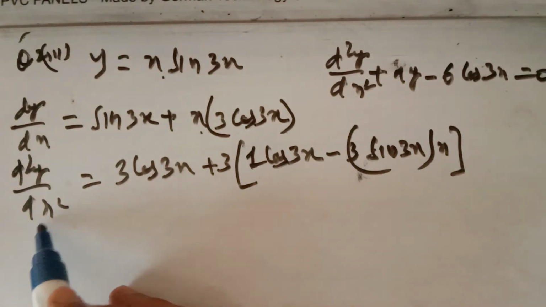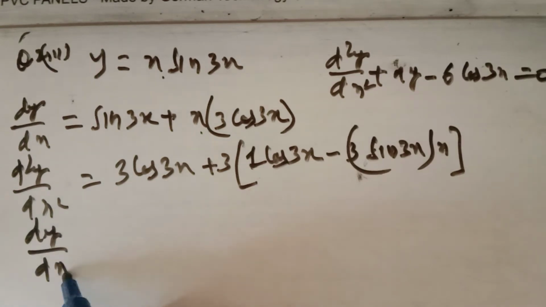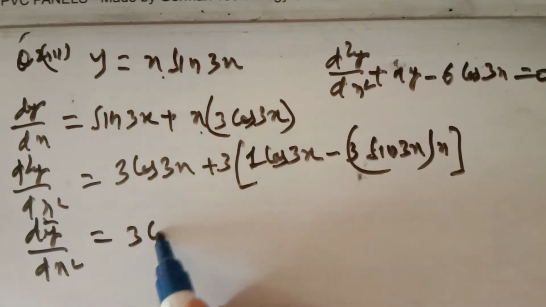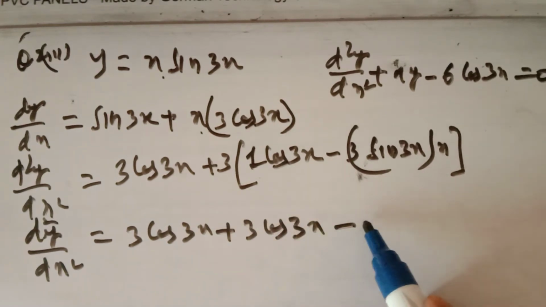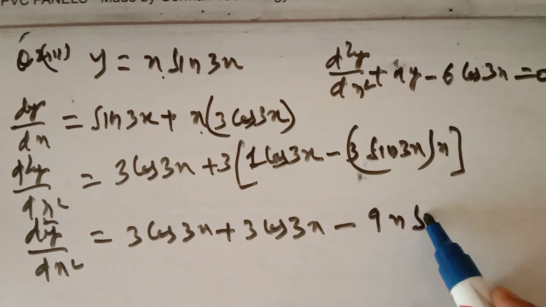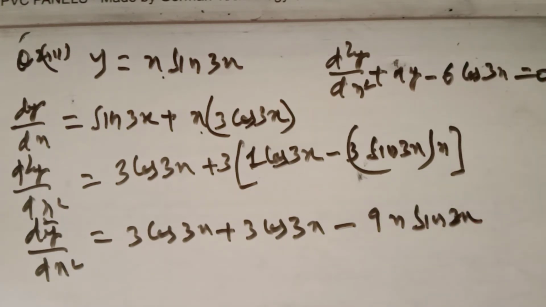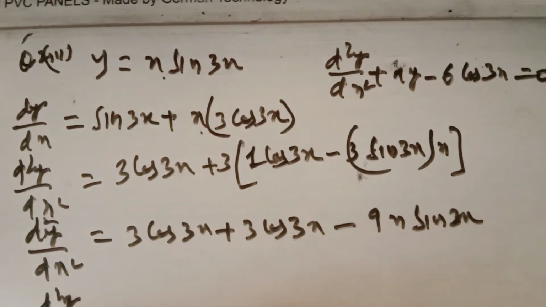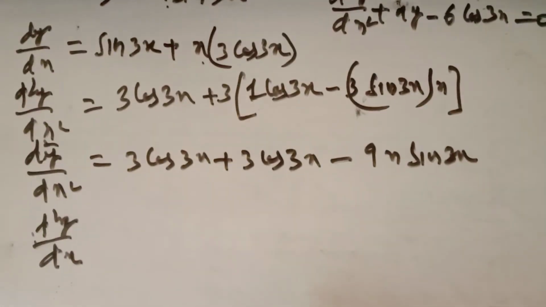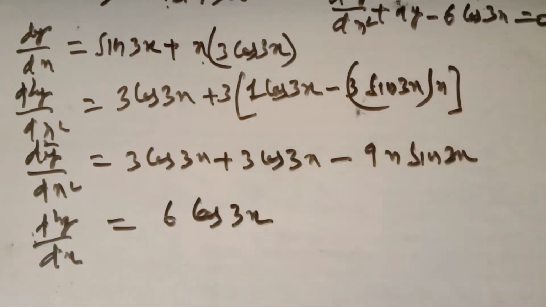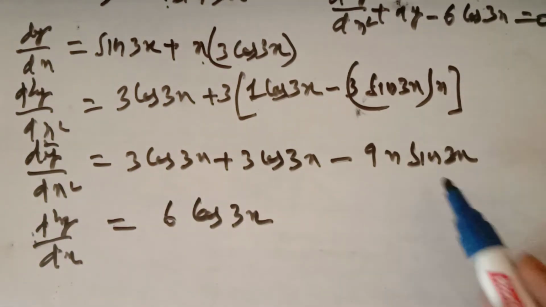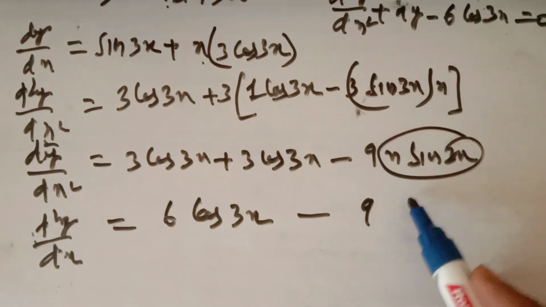So you are getting this as the second derivative: 3 cos 3x, it will be 3 cos 3x plus 9x sin 3x. You are getting this, and it will be equal to the second derivative. It is 3 plus 3, it will become 6 cos 3x, and this is equal to y.